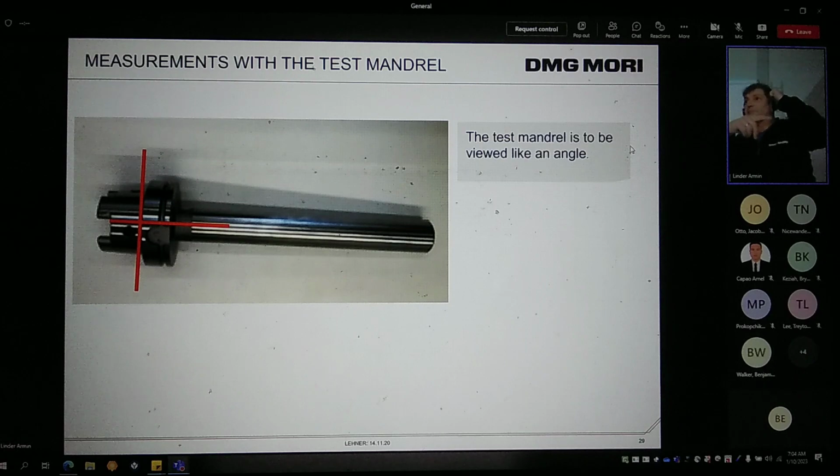Kannst du das Licht nochmal aufmachen? Thanks.